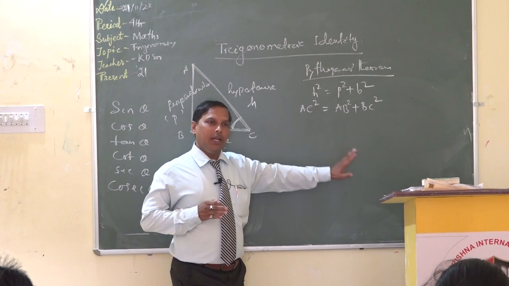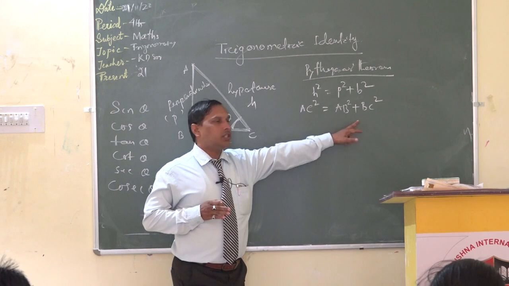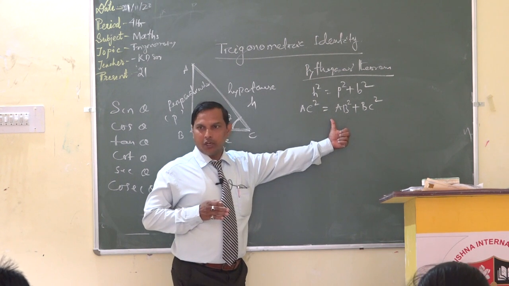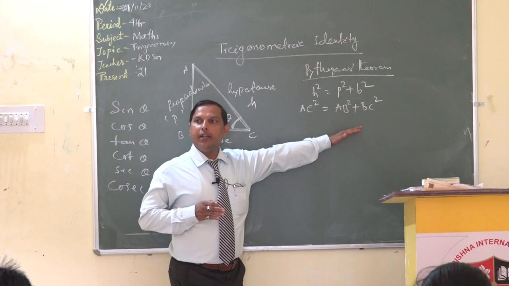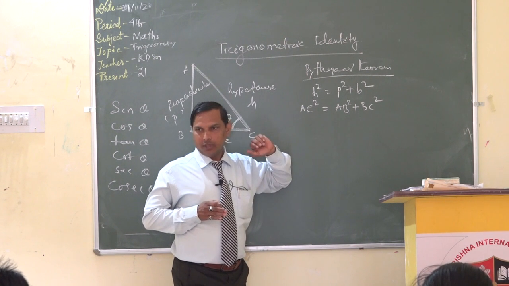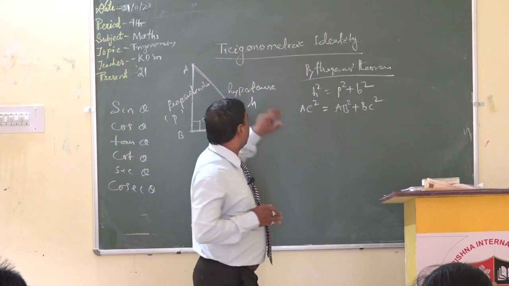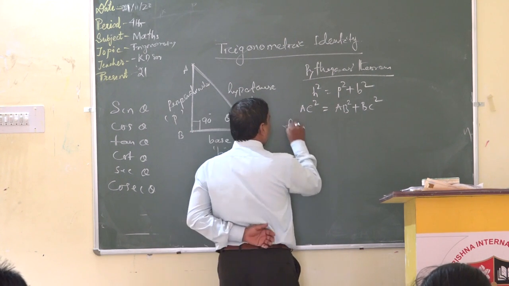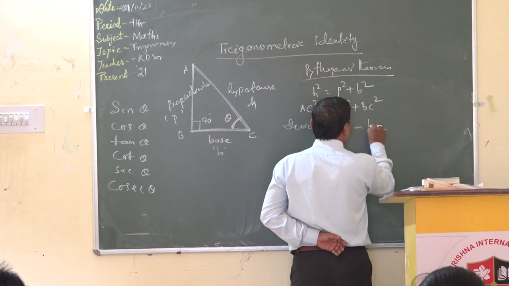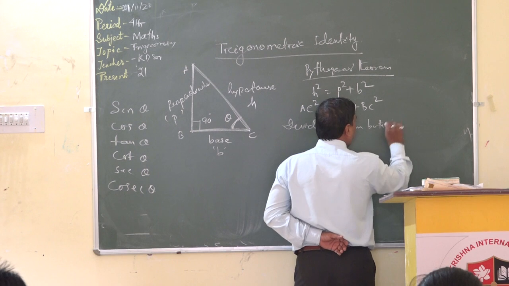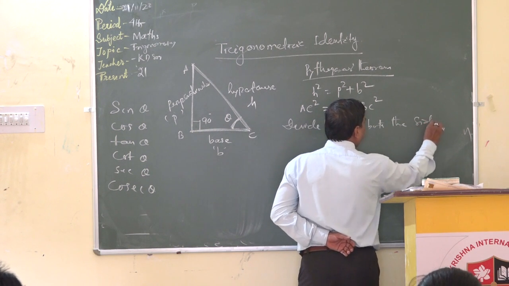First, what will we do? Let us divide both sides of the equation. It has 2 sides. AC square is equal to AB square plus BC square. Let us divide it by the hypotenuse, that is AC. So now we can write, divide by AC on both the sides. Clear?